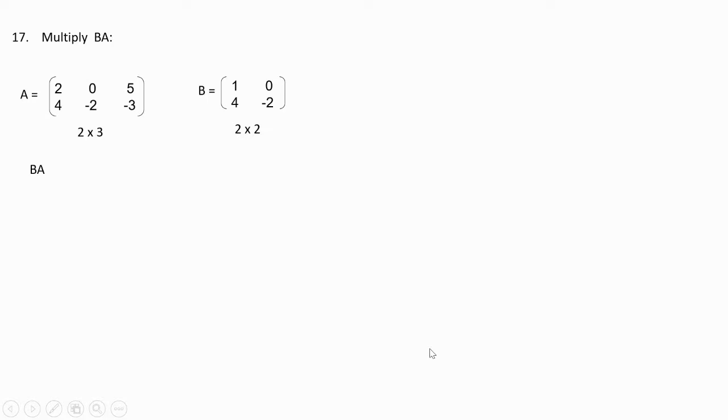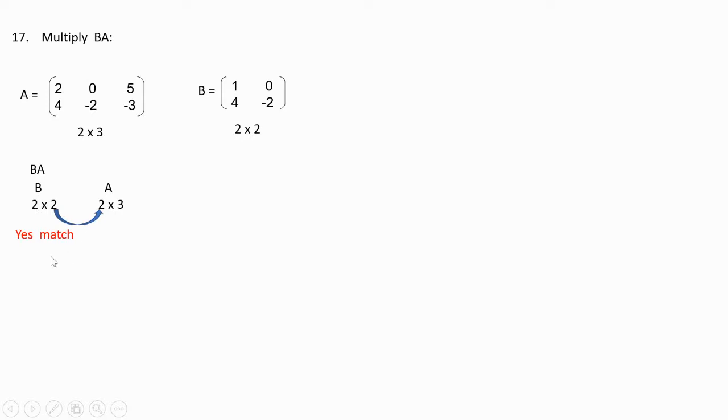Okay, now multiplication. For multiplication, there's a rule that you have to know. When you write the order of the matrix, or the size of the matrix, for example, A is a 2 by 3 and B is a 2 by 2, these two numbers must be the same in order to execute the operation. But in this case, they have B first. B is a 2 by 2 and A is a 2 by 3. So these two are the same. So yes, you can do it.